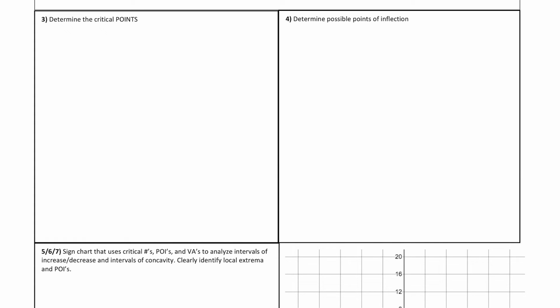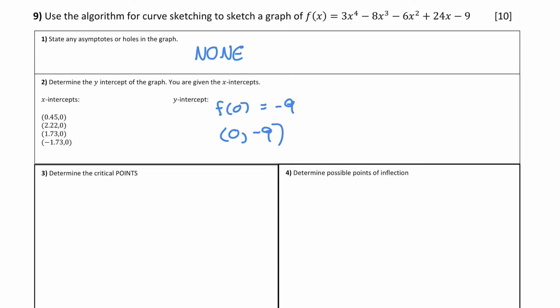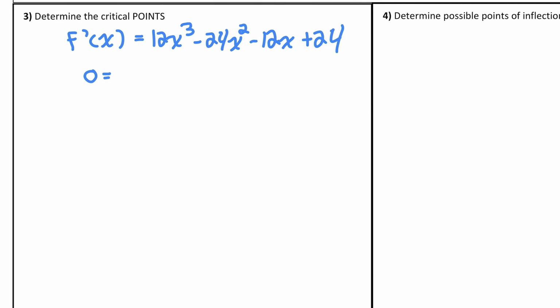And now let me determine the critical points by finding what makes the first derivative 0. So I'll find the first derivative. That would give me 12x cubed minus 24x squared minus 12x plus 24. If I set this to 0 and try and solve, I notice factoring by grouping would work. I could take a common factor from the first two terms and a common factor from the last two terms, and I'm going to end up with a common binomial.